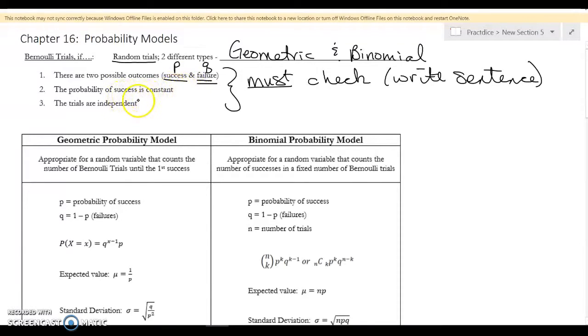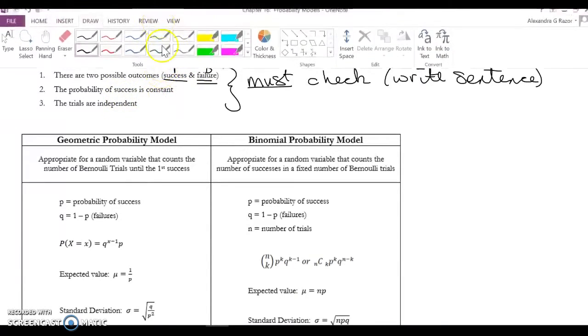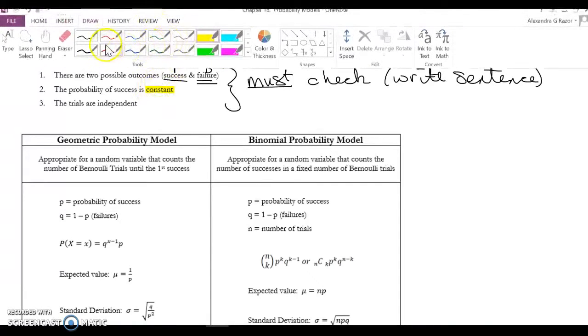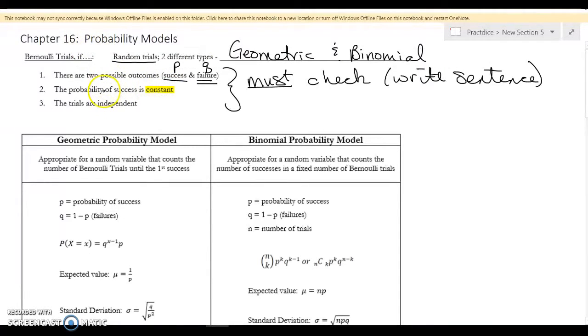The next one is the success has to be constant. And so a good example of when something is not constant is when we're playing cards and we don't put a card back. And so the card deck gets smaller as we're dealing, and so our success rate is not constant.